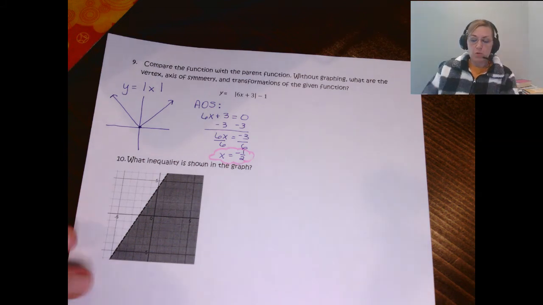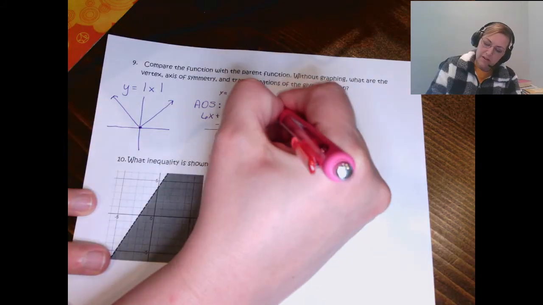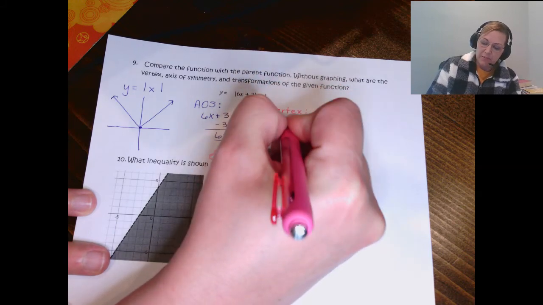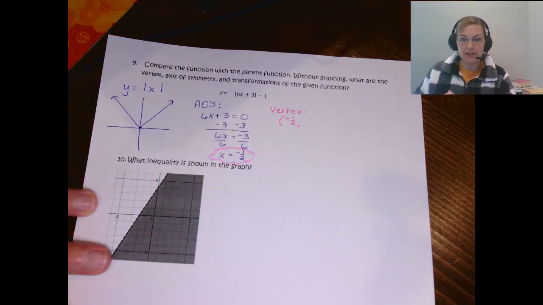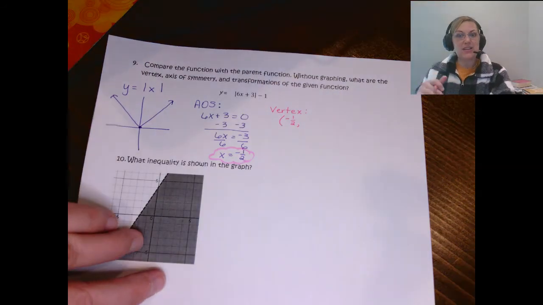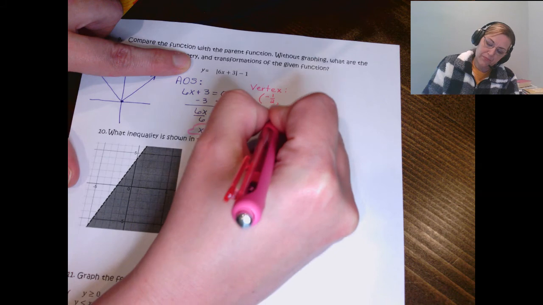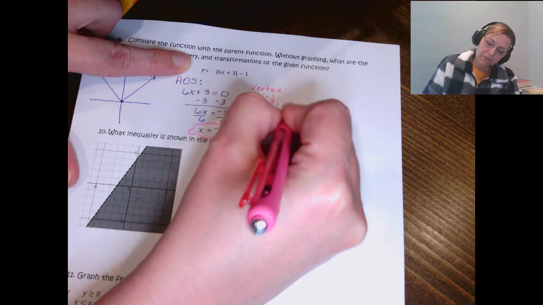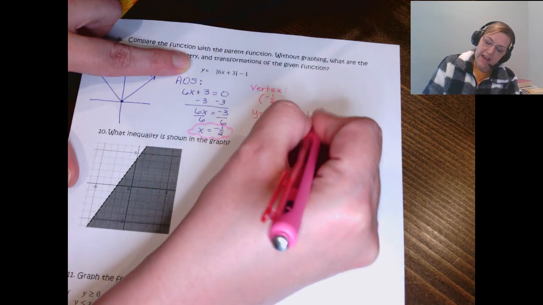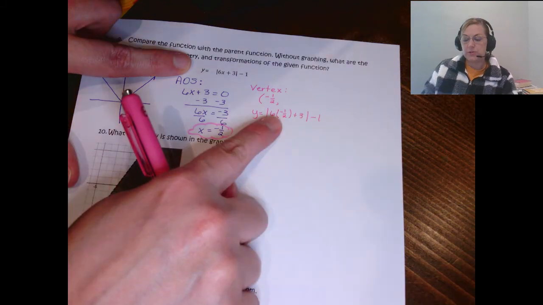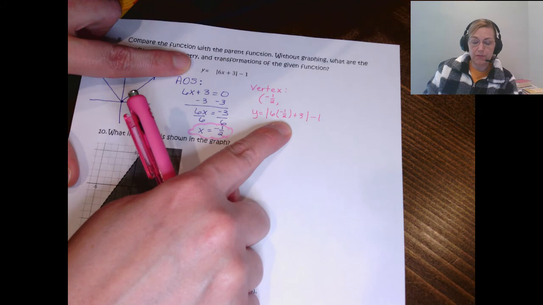Then, if you want your vertex, the cool part of that is you've already found half of it, because the axis of symmetry gives you half of the vertex. The easy part then is you just have to plug it into the equation for x and solve. So 6 times negative 1/2 is negative 3.